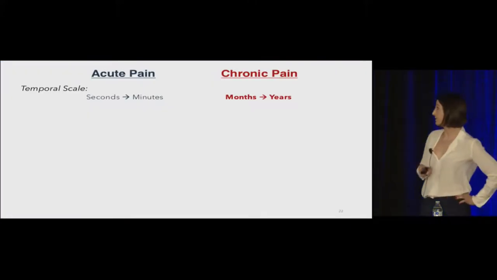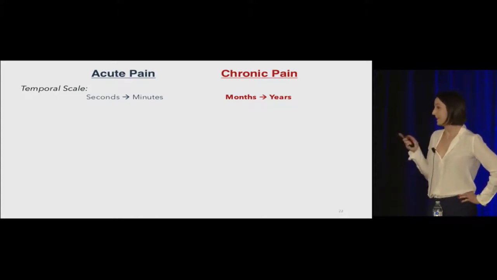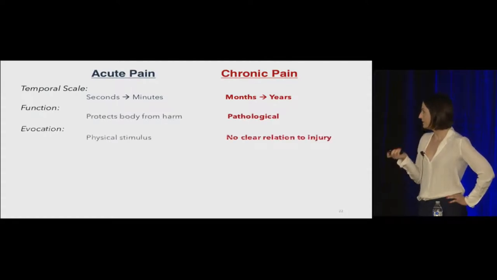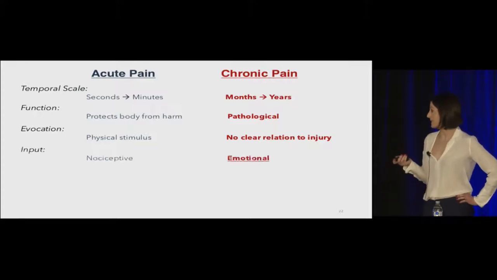Acute pain and chronic pain are different for some important reasons. A lot of times, I think people think that chronic pain is simply acute pain that lasts for a really, really long time, but it operates on different rules. Not only does it have a different temporal scale, 3 to 6 months after the injury, if you know what the injury was, it doesn't necessarily need to be evoked. It could be spontaneous in nature.